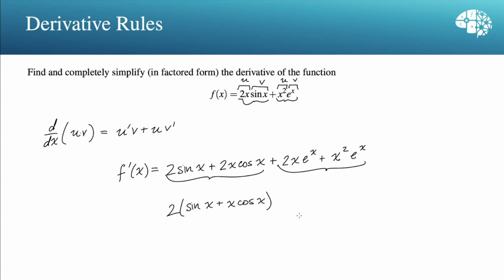And for these two terms, those both have an x and an e to the x in common. So we could pull that out as well, x e to the x. And then what are we left with? We're left with a 2, and then plus one of the x's and the e to the x are gone, so we're just left with a single x there. And that's about as much as we could do with this derivative. That's not much, but it is something.